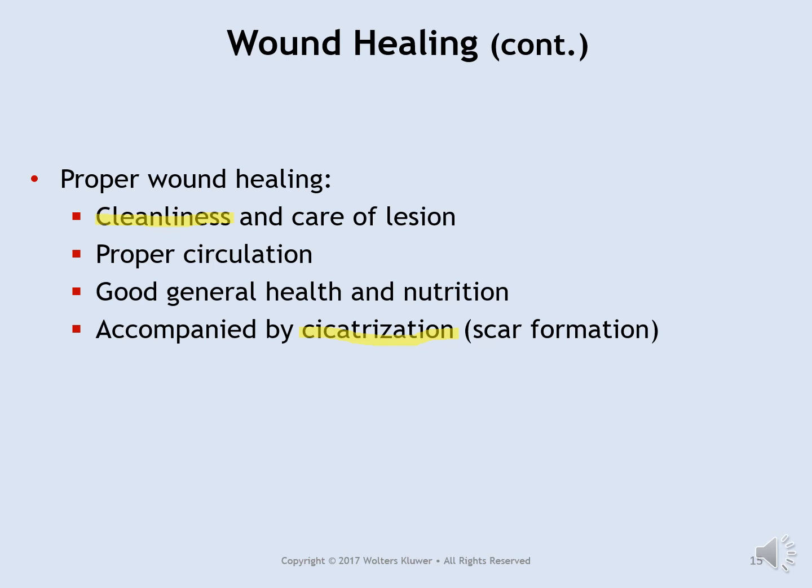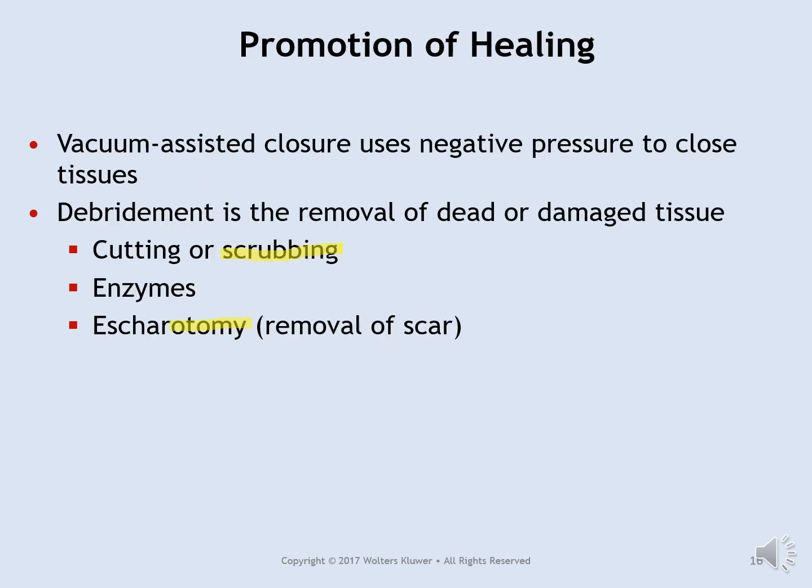And sometimes you can undergo a process called cicatrization, where scars are formed and where you lose some of the original structure of the dermis and epidermis. So debridement is the removal of dead or damaged tissue to allow the healthy tissue to grow up. It can be done by cutting or scrubbing. Enzymes will dissolve the dead or damaged tissue, and you can also undergo escharotomy, which is removal of scar tissue if it does build up too much.